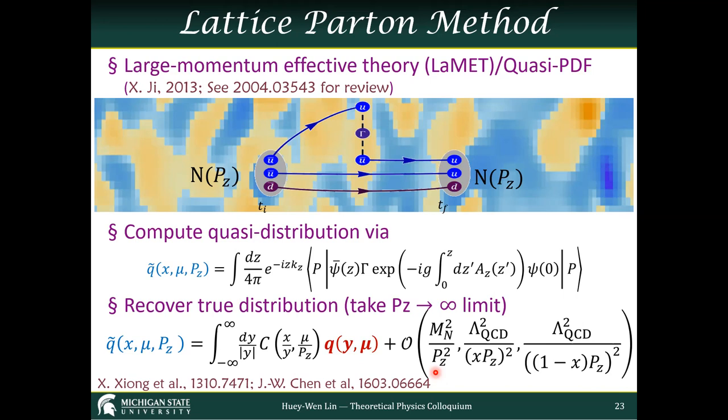The catch here is that when you go to smaller and larger x, the expansion parameter is not really the mass or lambda QCD divided by PZ, but rather x times PZ or (1 minus x) times PZ. So the expansion method at present only works for x, let's say, between 0.2 and 0.8, or if you want to be more conservative, maybe 0.3 to 0.6, something like that. As the momentum gets bigger and bigger, you can go to smaller and smaller x regions. But this method is not going to help you calculate PDFs at x equal to 10 to the minus 2. So only the middle x region works.